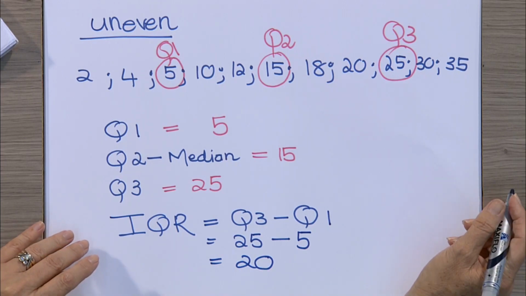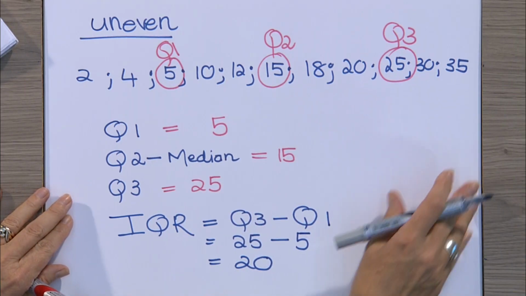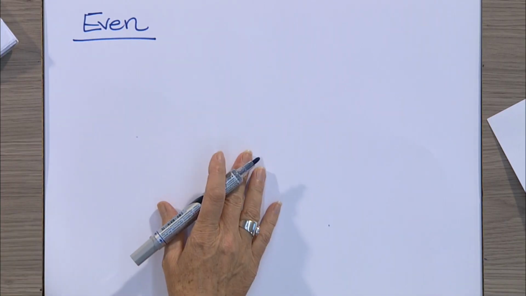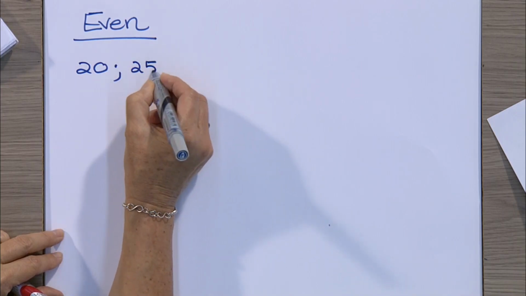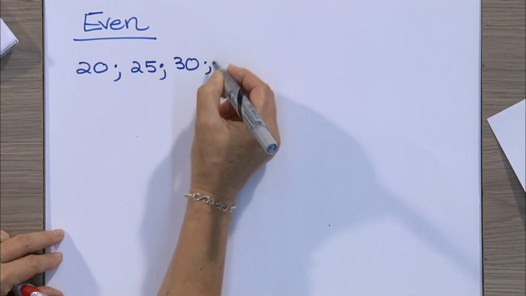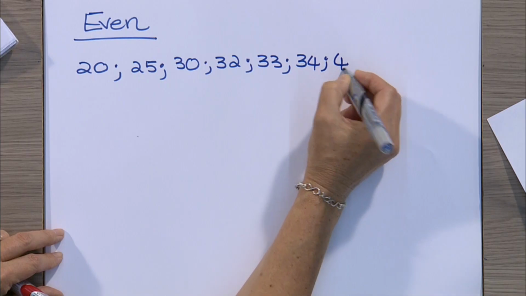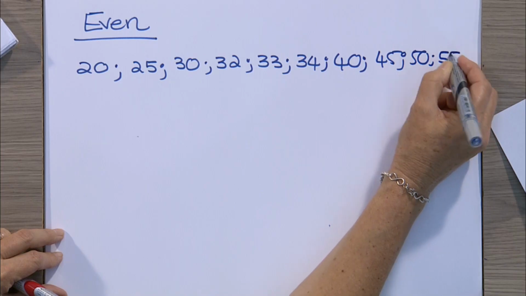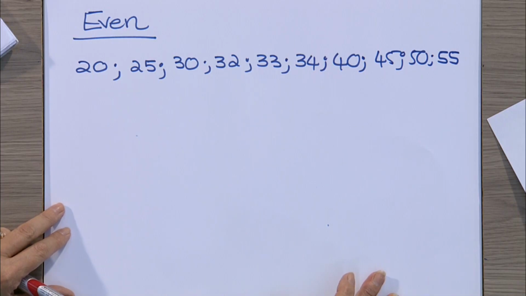This is when we have an uneven data set and we work out quartiles. Then I want to show you how we work out the same quartiles for an even data set. So I am going to give you the following data set. Let's just count quickly: 1, 2, 3, 4, 5, 6, 7, 8, 9, 10. Yes, it's an even data set.